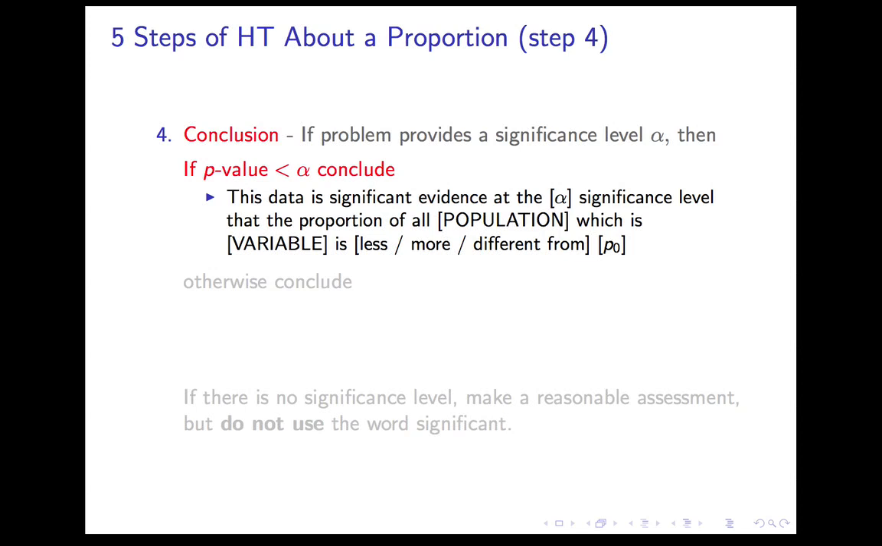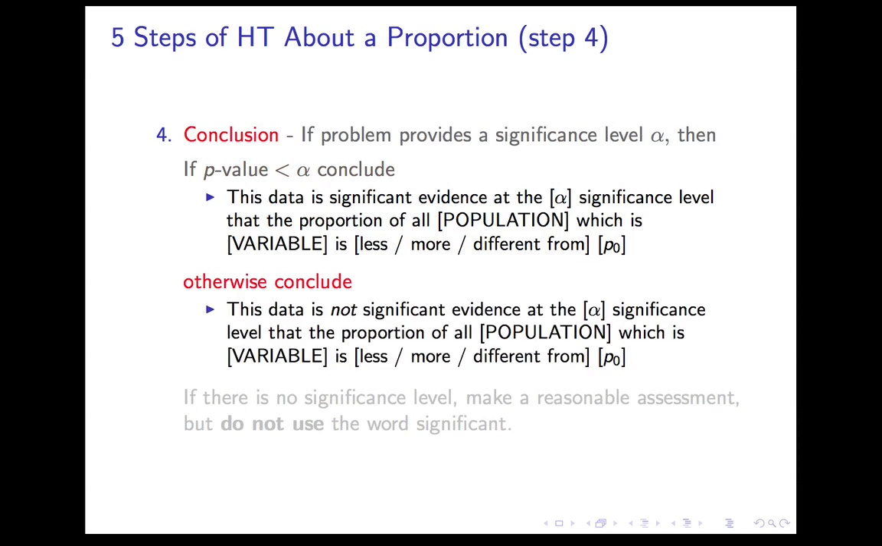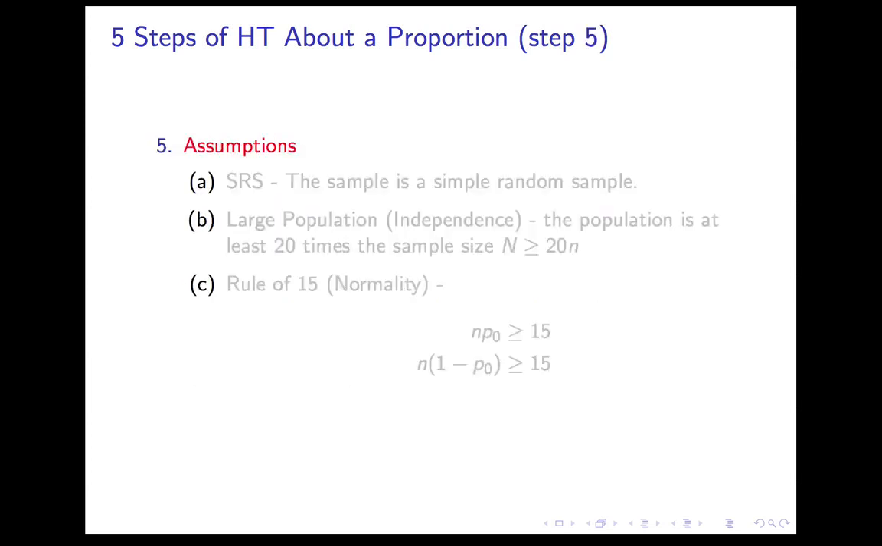So if the p-value is less than alpha, you conclude the data is significant, and so on. If the p-value is greater than or equal to alpha, you write the exact same sentence, except you say it's not significant. If you're not given a significance level, if it's informal, your conclusion is informal. A very small p-value, let's say quite a bit less than 1%, is strong evidence for the alternate hypothesis. A big p-value, maybe more than 10%, is no evidence at all, and in between is in between. The only thing that I'm going to object to is you should not use the word significant unless you're doing a significance test, which means that the problem gave you a significance level.